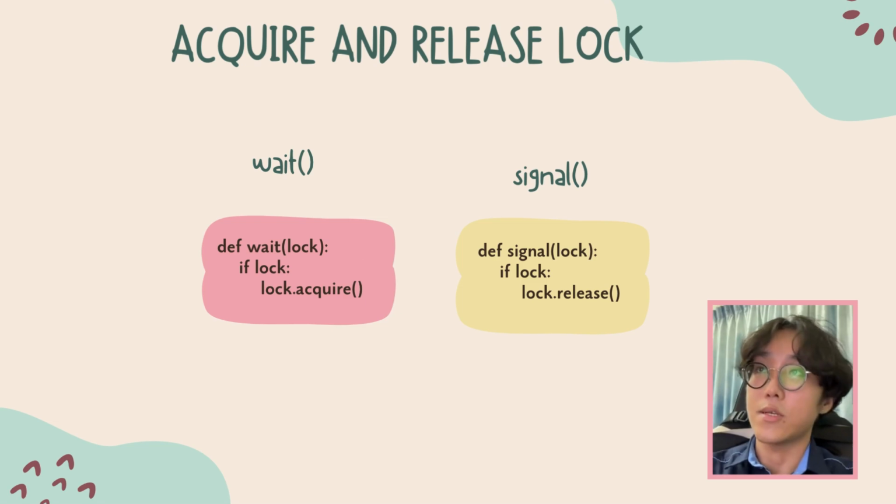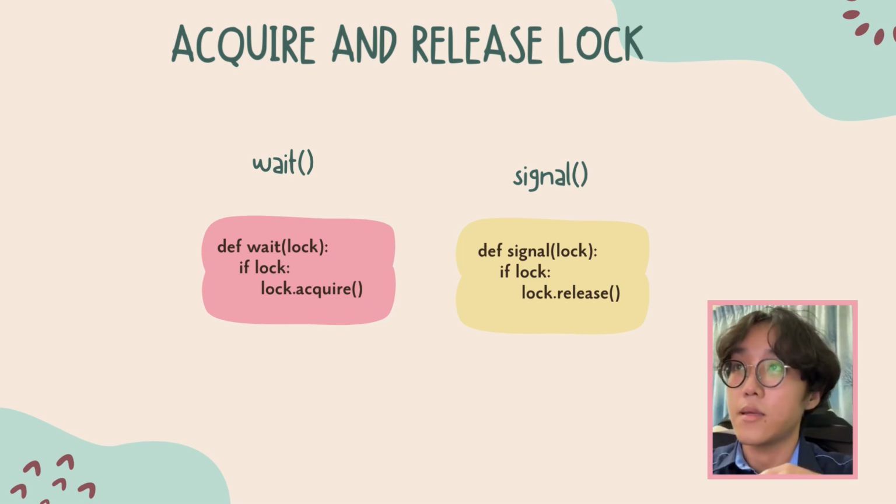Okay, let's go through the signal part. We can look at the code here. The signal function is designed to release a lock, allowing other threads to acquire it and access the critical section. This function takes a single parameter, lock, which is an instance of a lock object.